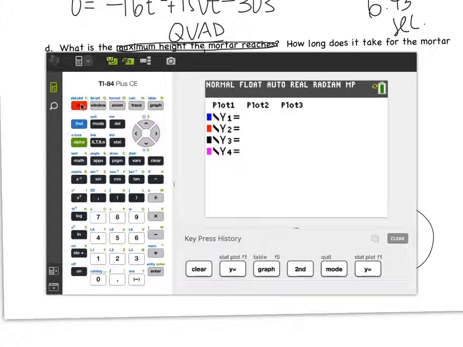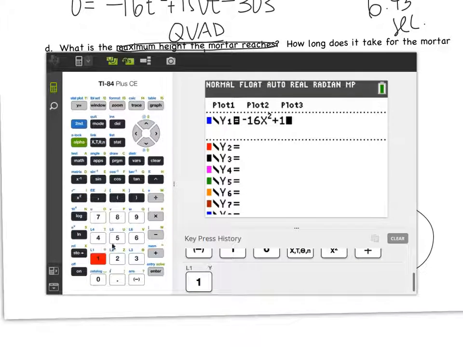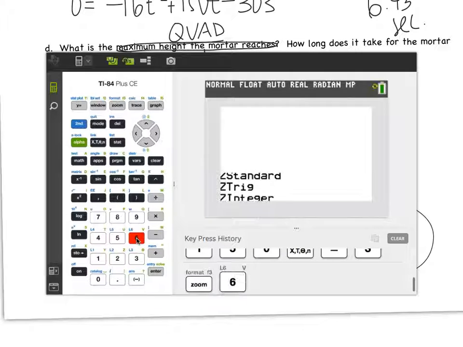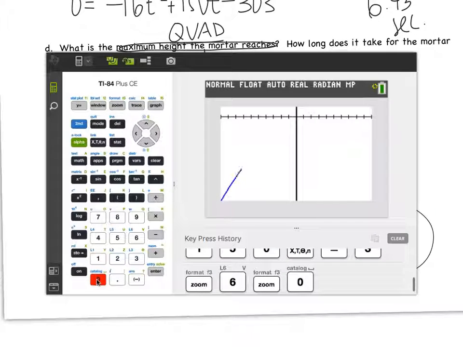So once you have your calculator out, the first thing that you want to do is you want to go to y equals and put in your equation. So our original equation was negative 16x squared plus 150x minus 3. Next, you're going to hit zoom 6. Now, if you remember from the beginning of the chapter, the calculator can only find a maximum or minimum if the calculator can see the maximum or minimum. So right now, we know that there's a maximum, but it's off the calculator screen. So what you're going to do is you're going to go to zoom 0. And hopefully that will show us the maximum.